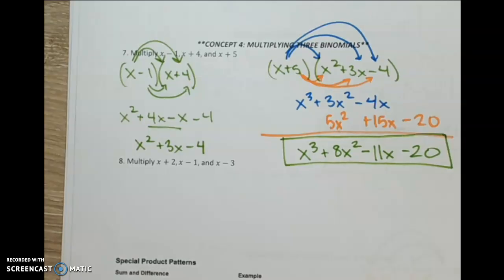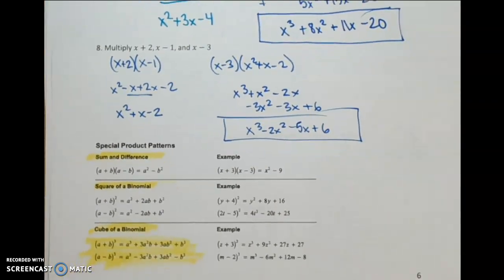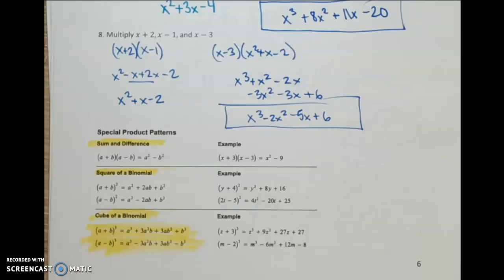Okay, go ahead and give number 8 a try. I am going to go ahead and show you the answer here. And your answer is x cubed minus 2x squared minus 5x plus 6.